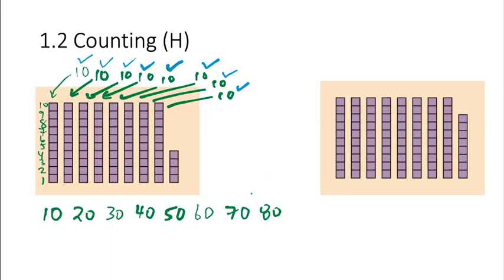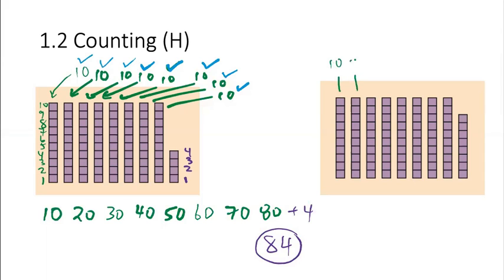So 80, and then how many are left? 1, 2, 3, 4. Plus 4. So 84. That would be the answer for the first one. And for the next one, it's the same thing. So I can do it faster now.